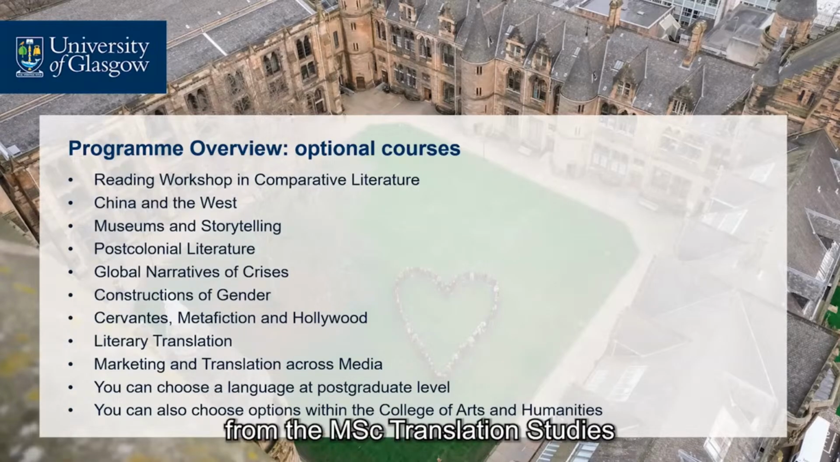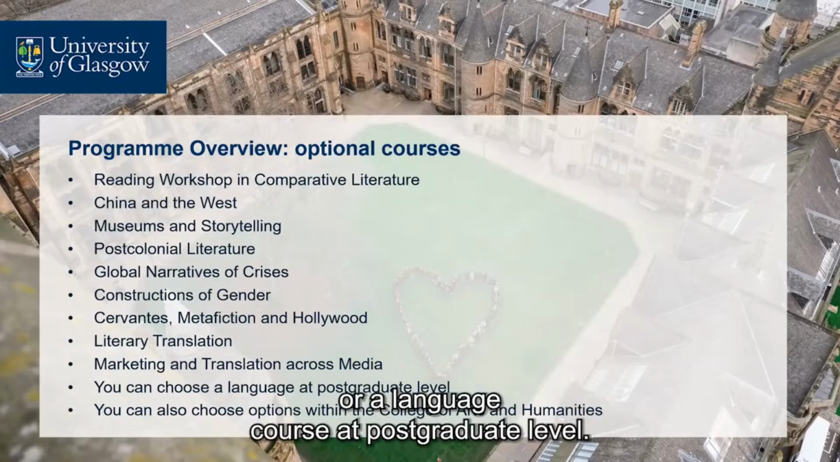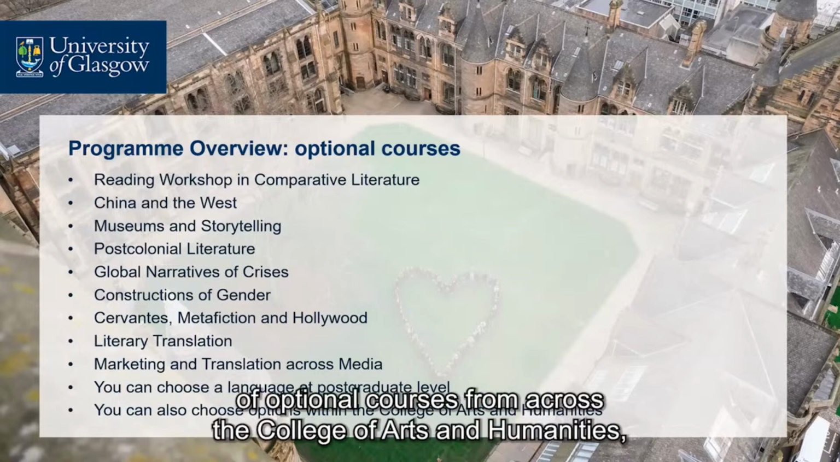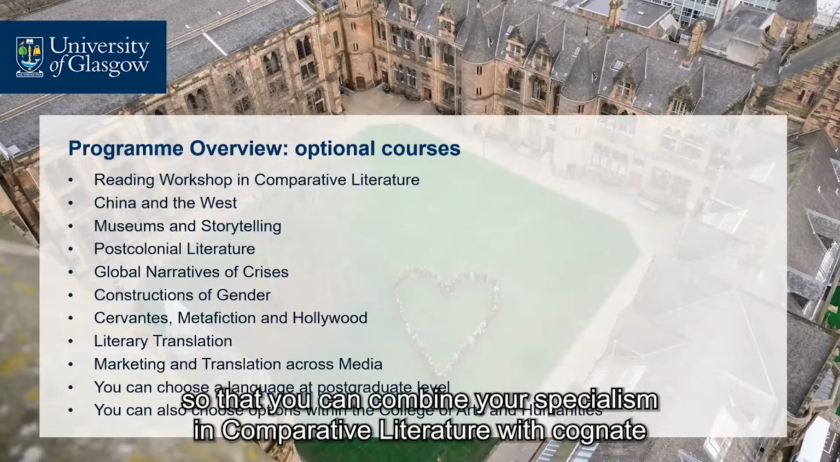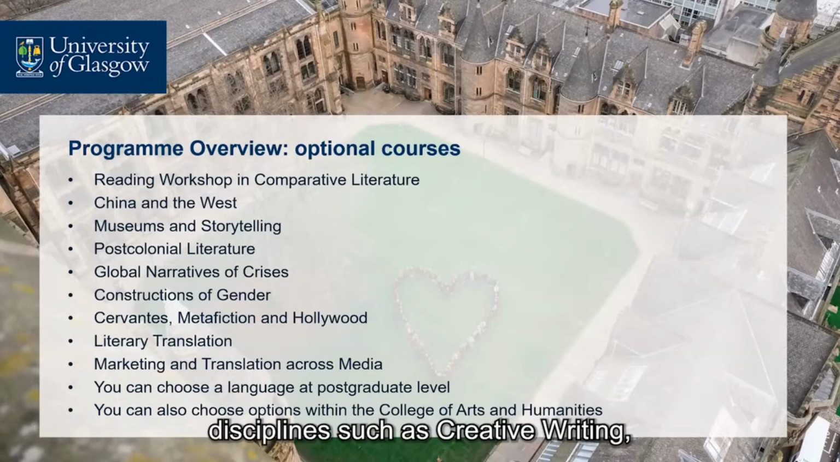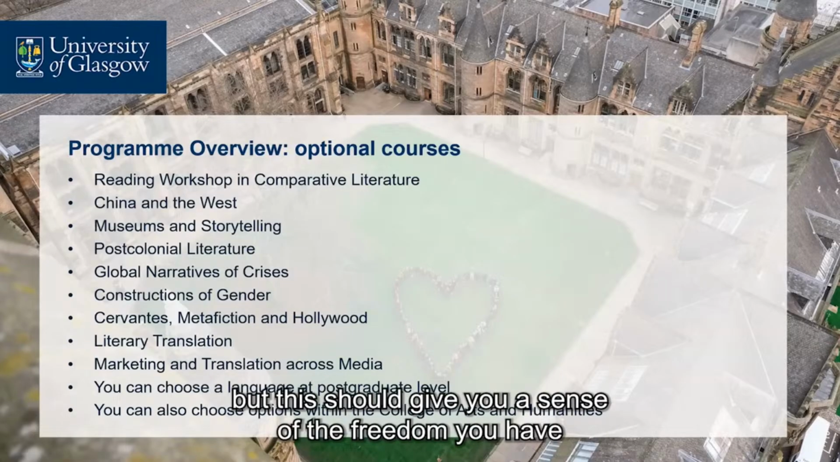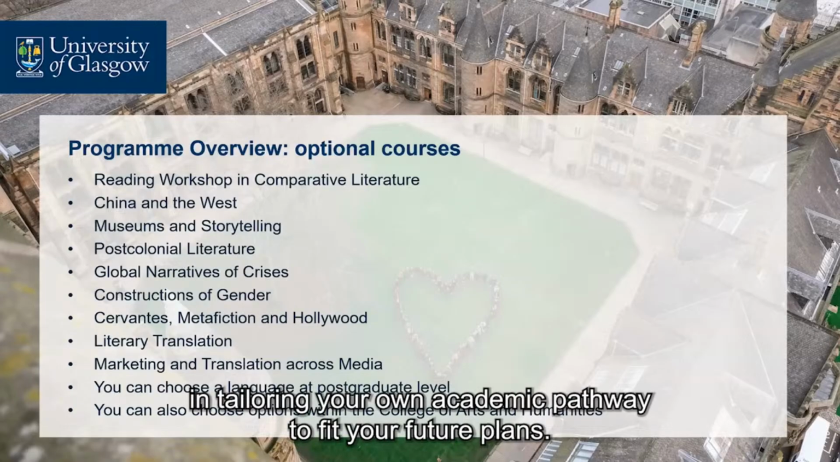You can also take courses from the MSc Translation Studies or a language course at postgraduate level. You're also able to choose from a wide variety of optional courses from across the College of Arts and Humanities, so that you can combine your specialism in comparative literature with cognate disciplines such as creative writing, English literature, history, or classics. Different courses may be activated in different years, but this should give you a sense of the freedom you have in tailoring your own academic pathway to fit your future plans.